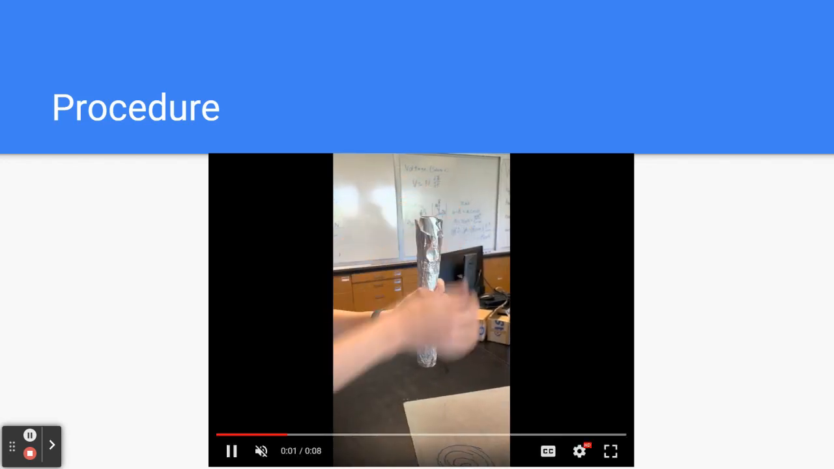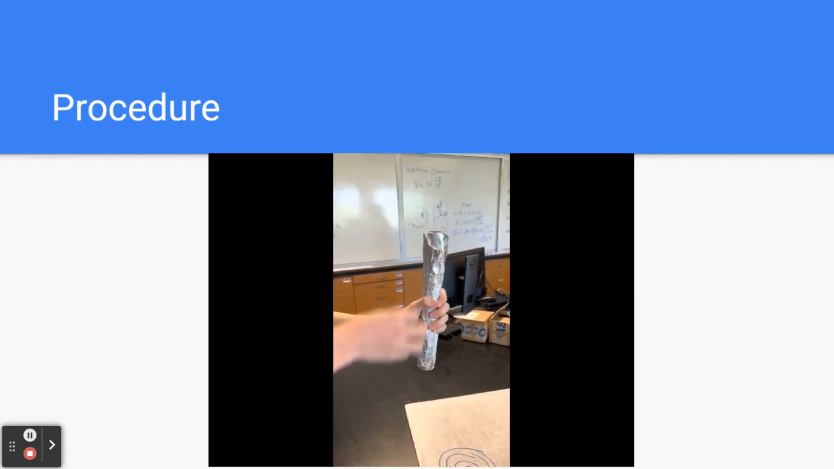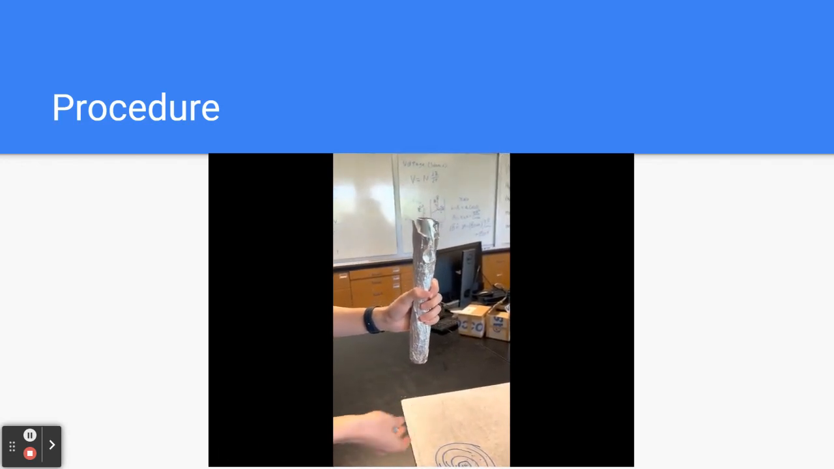The procedure that my lab group took for this experiment was we dropped the bar magnet in the top of the tube with the north pole facing into the aluminum foil, and then we calculated the change in time from when we released the magnet at the top to when it appeared at the bottom of the tube.